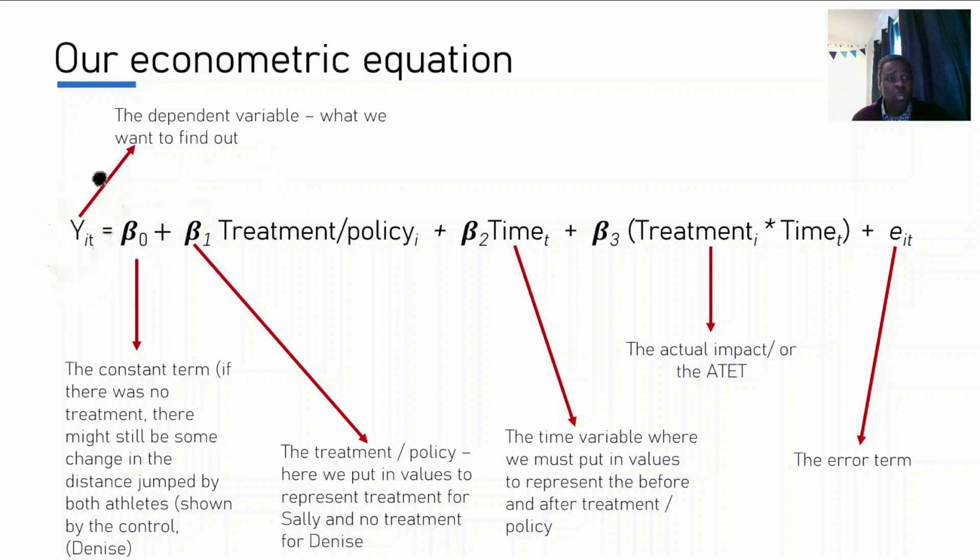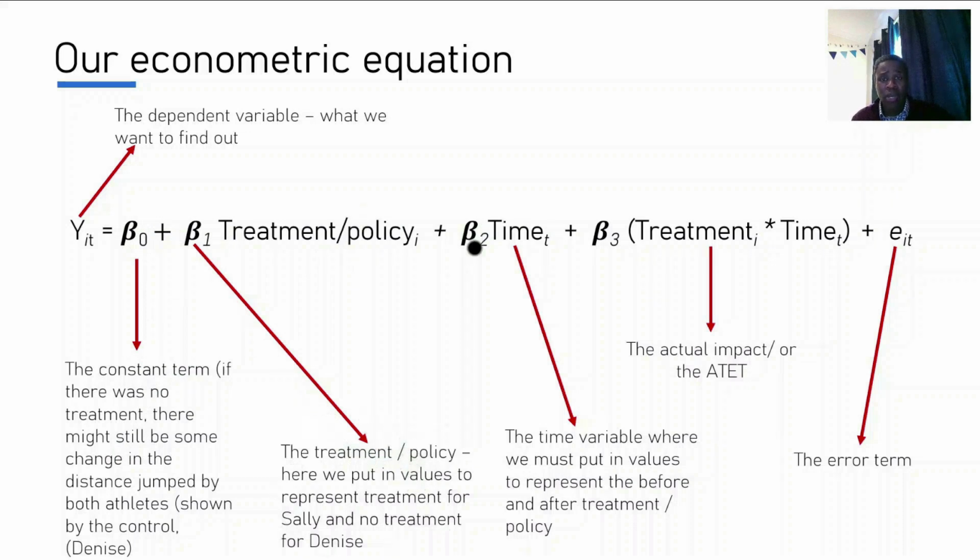So we're trying to observe what Sally has actually jumped, what's her distance. And this distance is dependent on these beta values, beta 0, beta 1, beta 2, beta 3, and so on. Beta 0 is the constant term. So in the absence of any of these other treatments or time, etc., there will be some change in the distance jumped by Sally. Beta 1 is the treatment or the policy. So this is Sally's training program. And when we come to do the analysis, we'll either put a 0 or 1, which are called dummy variables.